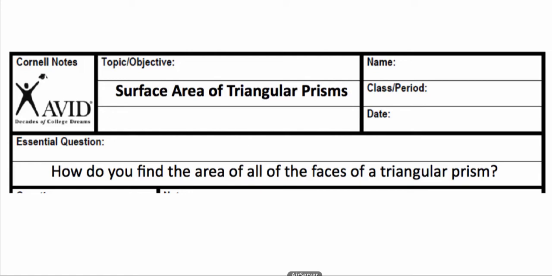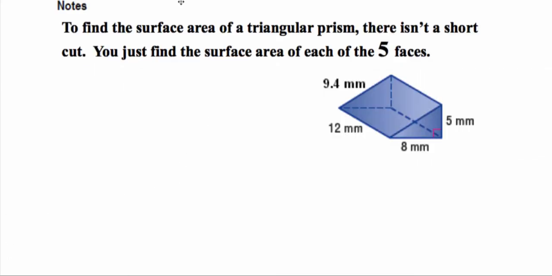And this one is on finding the surface area of triangular prisms instead of rectangular prisms. So the idea is we're still going to find the surface area, meaning finding the area of each of the sides, but there isn't a shortcut. You just have to go ahead and find the surface area of each of the 5 faces, and that's why you can't use a shortcut.